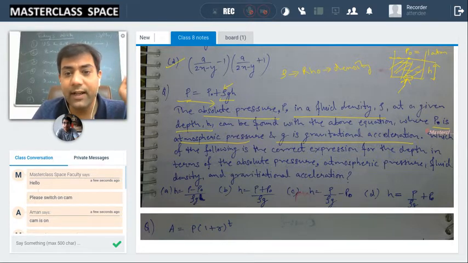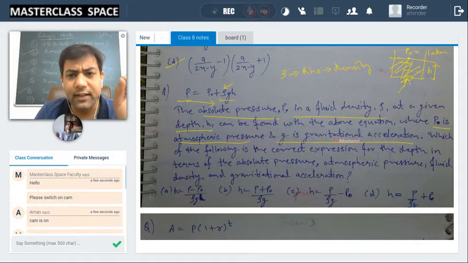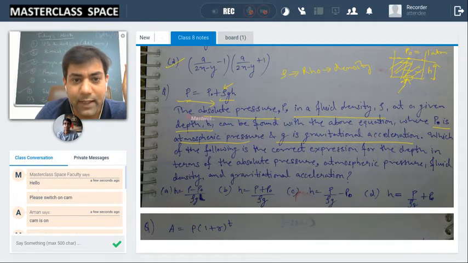G is acceleration due to gravity. Which of the following is the correct expression for the depth? So the data has been given till now. Now what the question is asking is, which of the following is the correct expression for the depth in terms of absolute pressure? You have to find the correct expression for the depth. What is this depth, by the way? Depth is h.